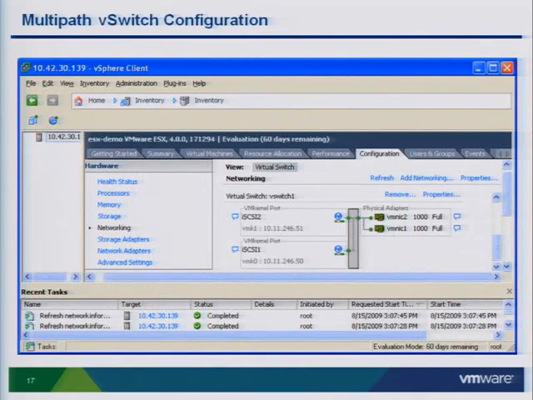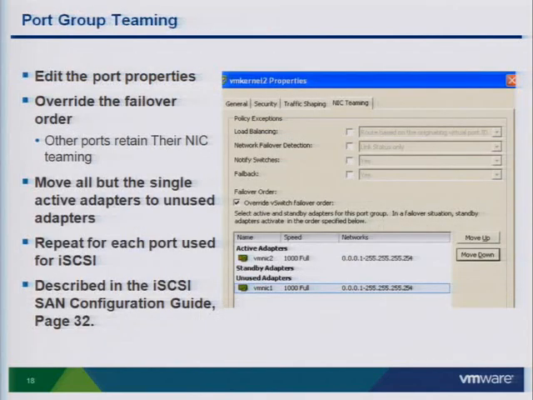So the way you set this up is go in and configure your vSwitch, create a couple port groups that have VM kernel ports associated with them, as many VM kernel ports as you have uplinks associated with the switch. Go into the port group teaming policy, edit the port properties. Here you want to check that you have override vSwitch failover order. You want to configure it so there is only one active adapter associated with this port group, and all others are unused. You don't want it in a standby adapter here.